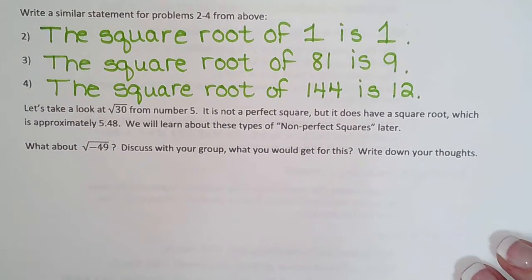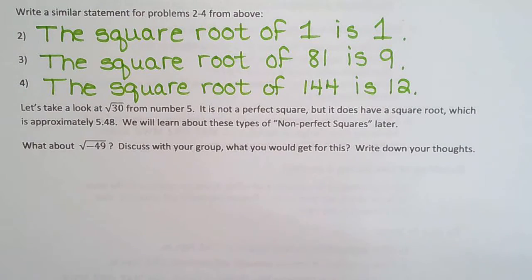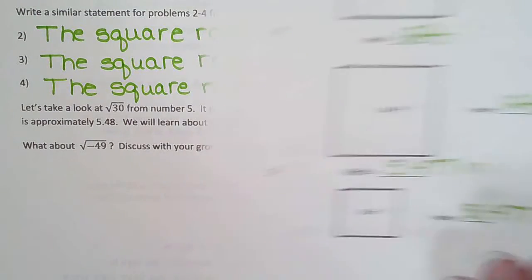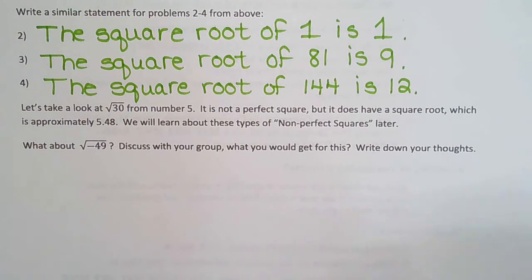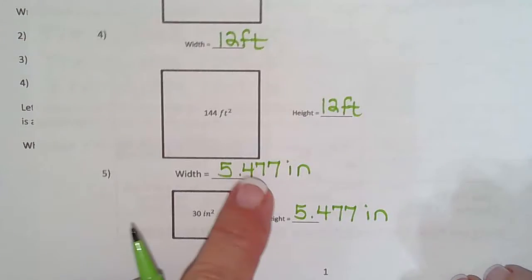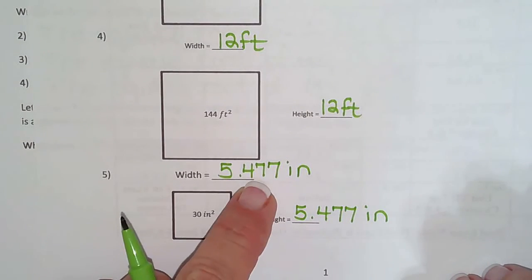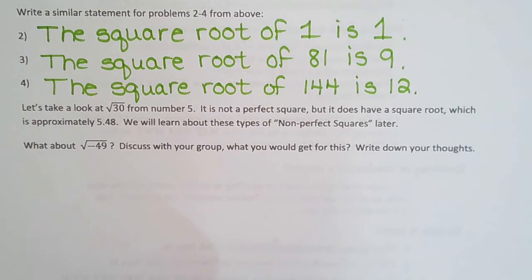Okay, so let's take a look at square root 30 from number 5. So square root 30 is not a perfect square, but it does have a square root, which is approximately 5.48. So if I rounded this to 2 decimals, that would be 5.48. We will learn about these types of non-perfect squares later.